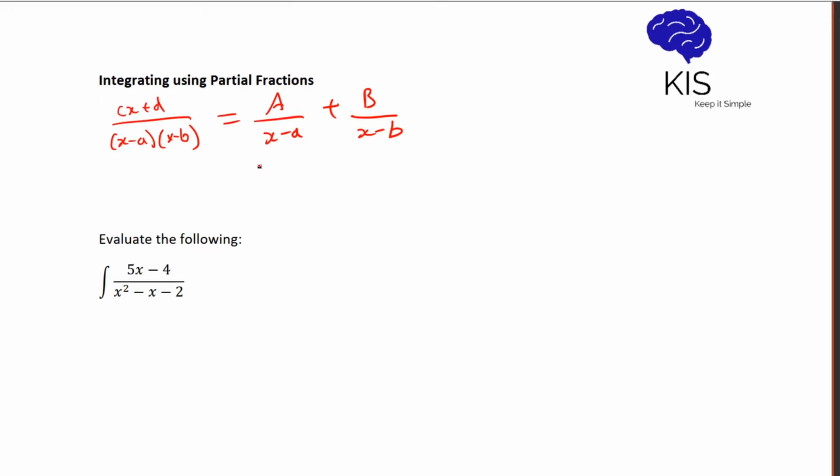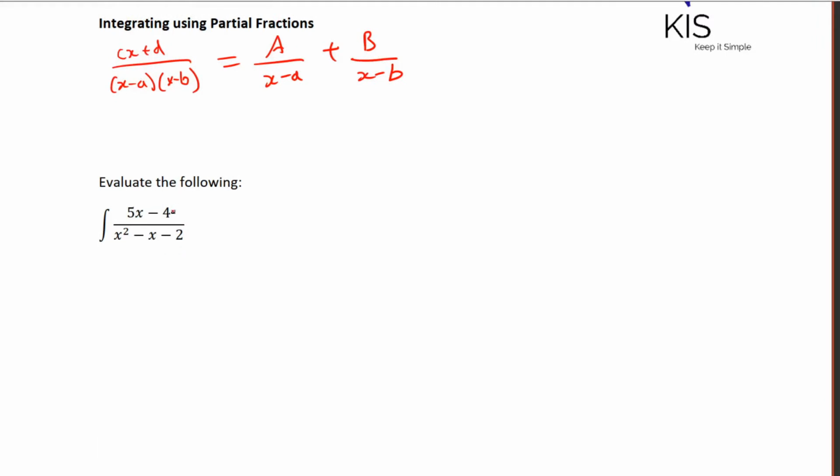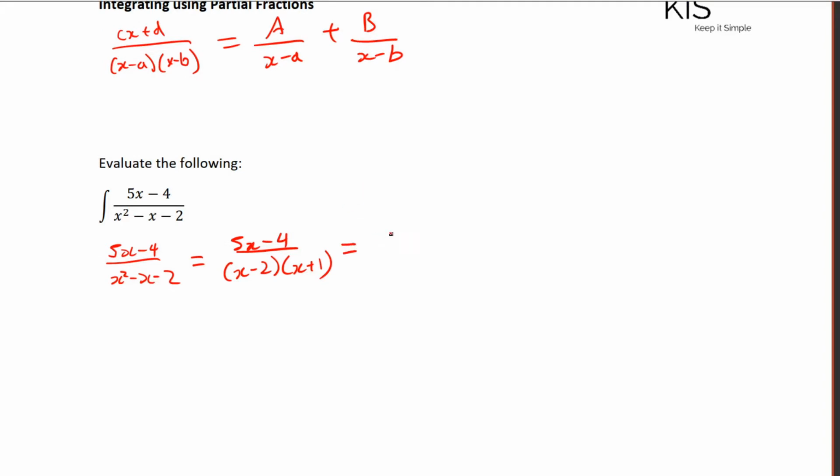So I'll just get right into a question. I have (5x - 4) on (x² - x - 2). The first thing I want to do is factorize the bottom. So (5x - 4) on (x² - x - 2) equals (5x - 4) on, factorizing this, I believe it factorizes to (x - 2)(x + 1). So I know this expression can be written as A, some number, on (x - 2) plus B, another number, on (x + 1).